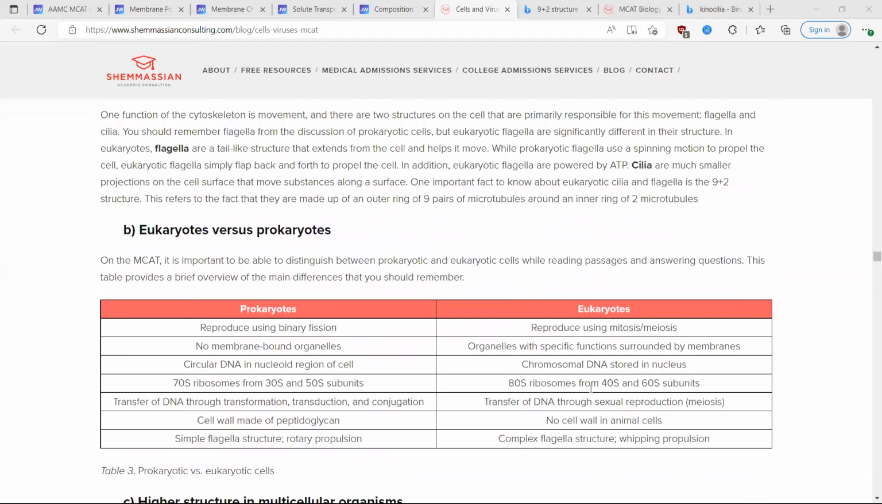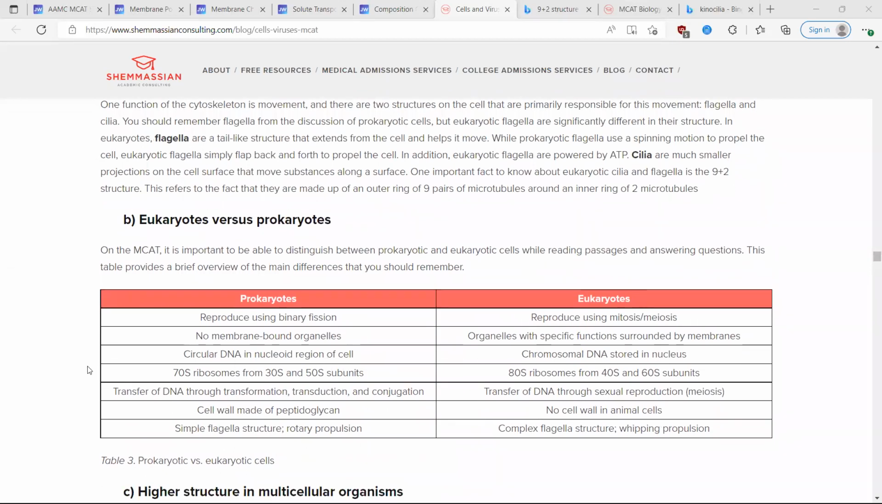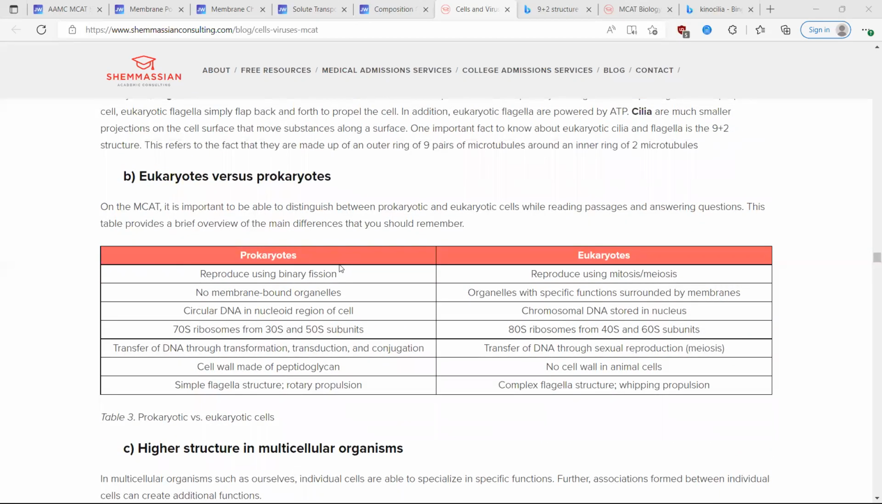I talked about this. Okay, so prokaryotes and eukaryotes, right? It is definitely important to distinguish between the two types, and even though you would think, oh yeah, this is prokaryote, this is eukaryote, it can kind of be tricky sometimes because they'll maybe only give you a very narrow slice of all the information that you could have. So the main things that we talked about are eukaryotes reproduce using mitosis and meiosis, whereas prokaryotes reproduce with binary fission, right?